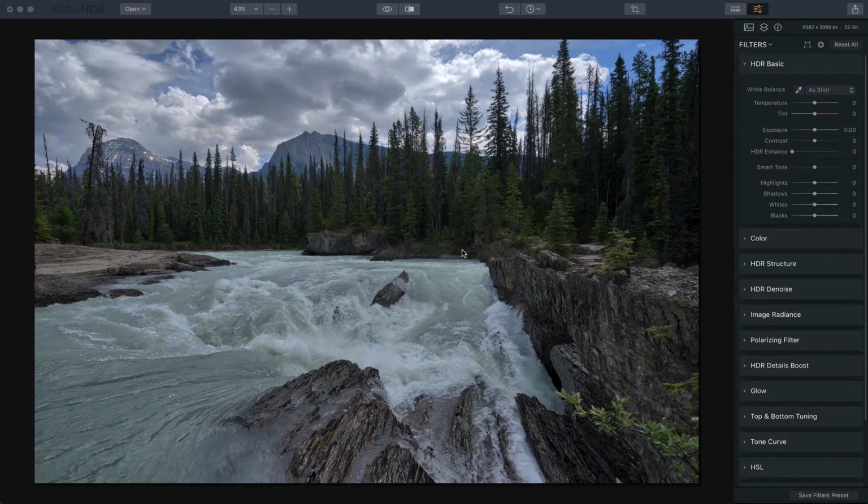Now, to understand tone mapping, we first need to differentiate that from HDR. Many times, those two terms are used interchangeably when in reality, they are somewhat different. So, what is HDR exactly? HDR, which stands for high dynamic range, simply means that a photo has more dynamic range in it than any camera can capture in a single shot.